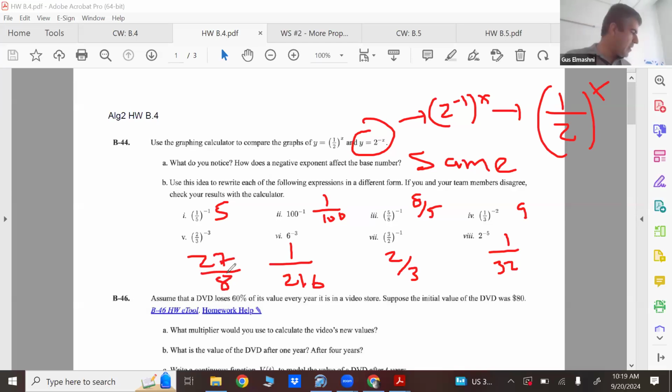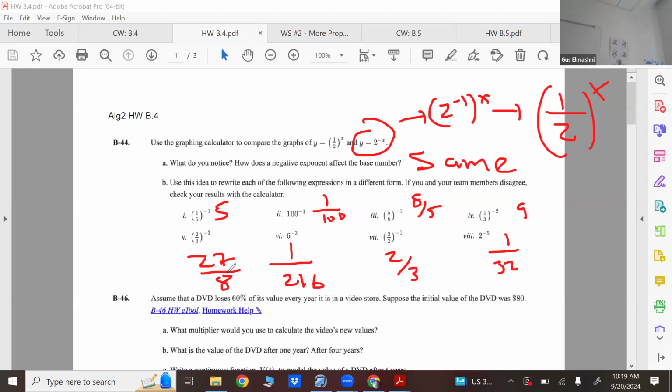Okay, let me explain. I went kind of fast. Sorry for going fast. Let's think about it. When you have a negative exponent, you flip the base, or you flip whatever is inside the parentheses. So what's 1/5 flipped over? 5. That's all you do. What's 100 flipped over? 1/100. What's 5/8 flipped over? 8/5.